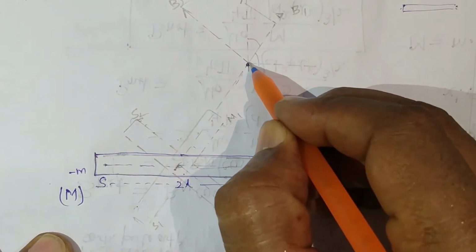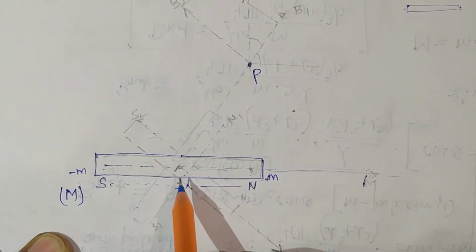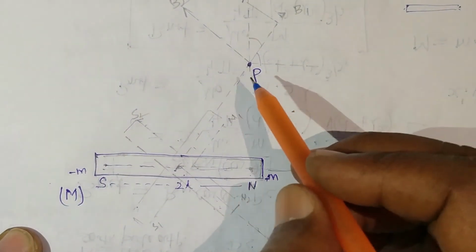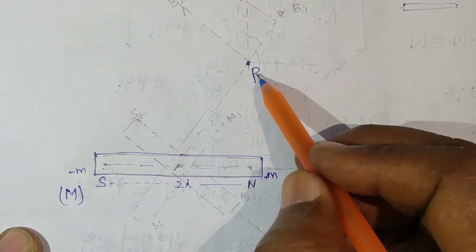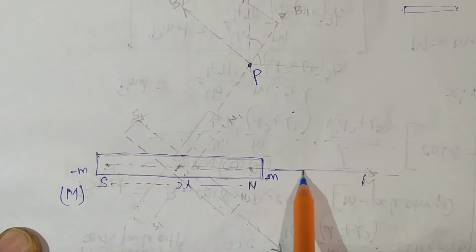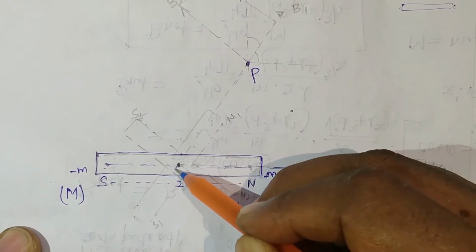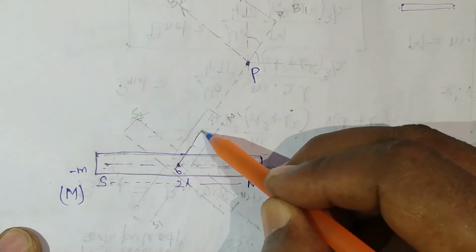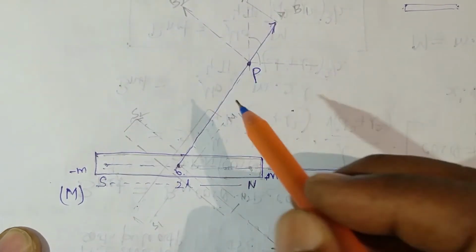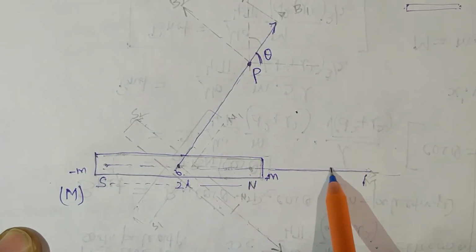Let me choose this point somewhere here, P, which is not on the axial line of the bar magnet or on the equatorial line of the bar magnet. Now let this position vector make an angle theta with the magnetic axis. So this is the magnetic axis and this is the position vector. This is the center of this bar magnet, O, and if I join this point O to this point P, this is the position vector. So let this position vector make an angle theta with the magnetic axis here.